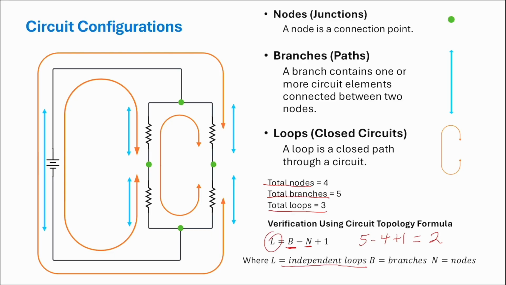Now, we may say we have a total of 3 loops. But the important thing is that the 3 loops may not be independent. So the idea is how many independent loops. And in this example, if you count the number of branches and nodes correctly, it will show you there are only 2 independent loops.